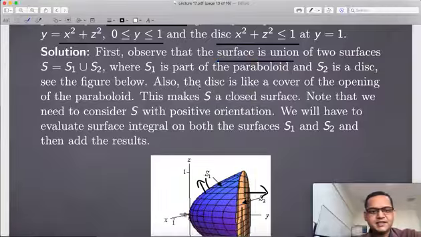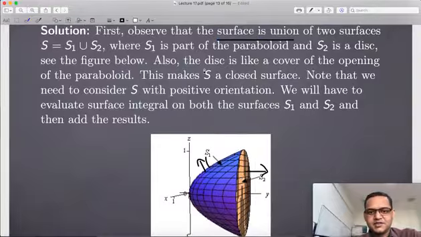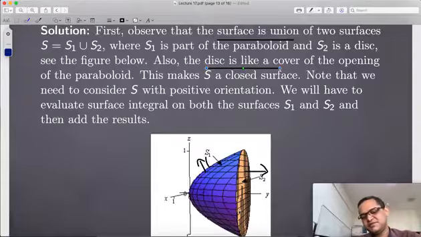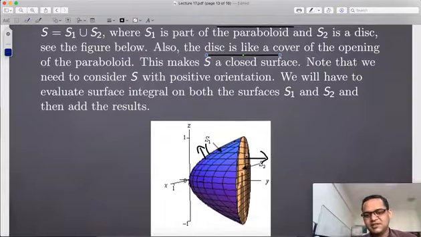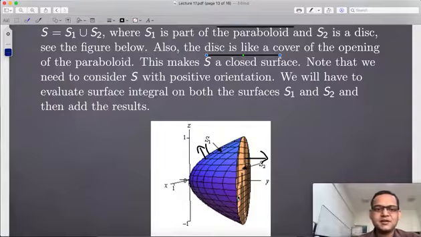The other thing, as I said: you see the disk is just putting a cap on this opening. If you think of this as a bowl, you are just putting a cover or lid on it. So this makes it a closed surface. If this disk is not there, then this surface is not closed. It's not going to enclose any region.